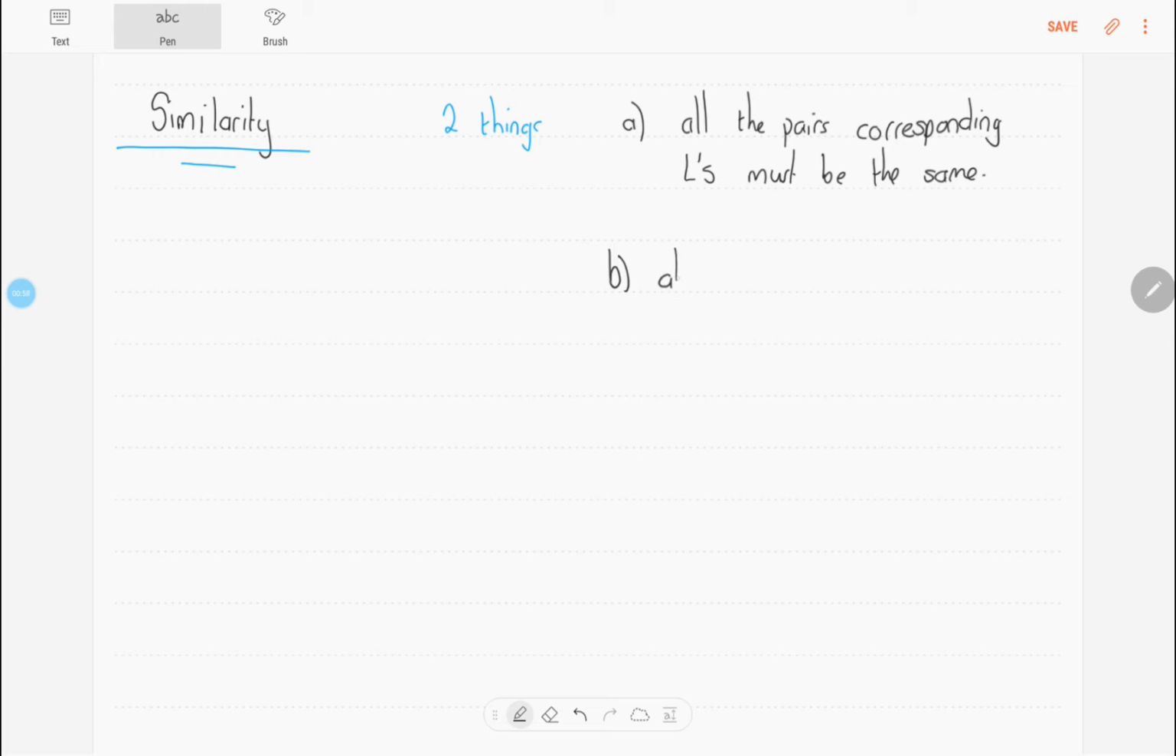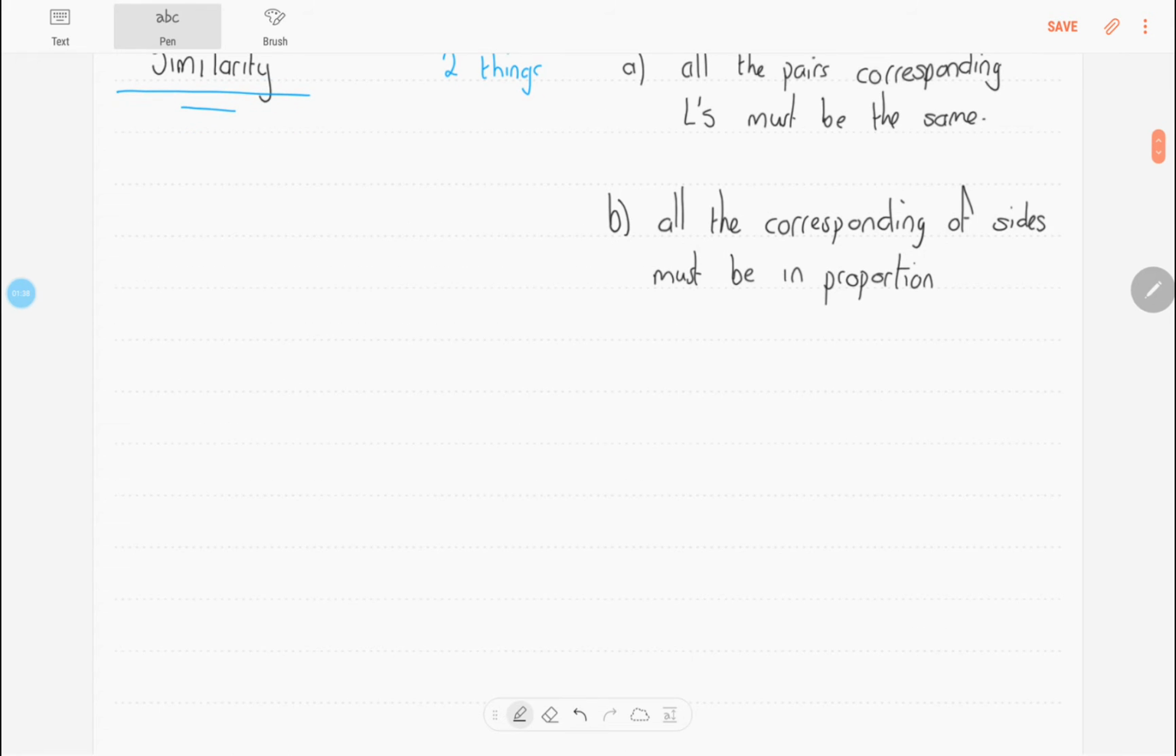And our second thing is that all the corresponding pairs of sides, so the length of our sides, must be in proportion. So not equal, in proportion. Forgive my spelling, proportion, spelled roughly like that. Luckily we're doing audio as well. Once again that means that not only must they be in proportion, but they also have to be in the correct order to one another.